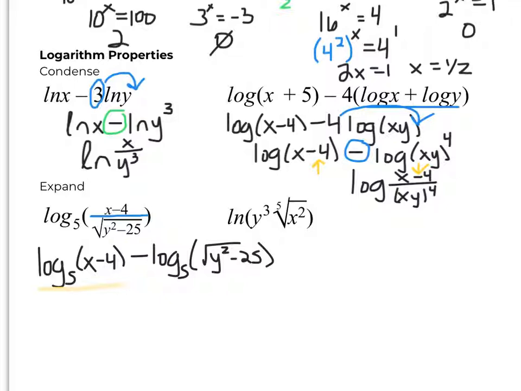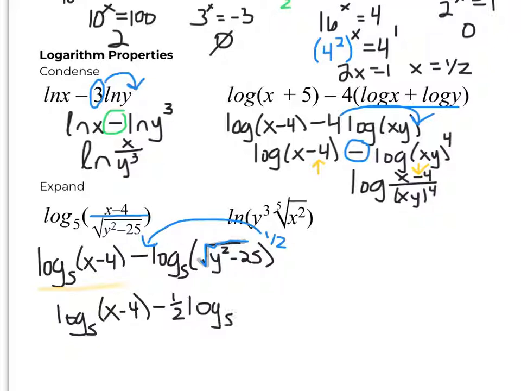So now what I want to do is, you need to remember that something that has a square root is really the same thing as having it to the 1/2 power. So I can think of this as to the 1/2 power, which means now I can bring it out in front. So log base 5 of x minus 4 minus 1/2 log base 5 of y squared minus 25. What I'm left with on inside is connected with subtraction, so I can't split it up anymore. That's my answer. Where we were getting into trouble was continuing to split that up.